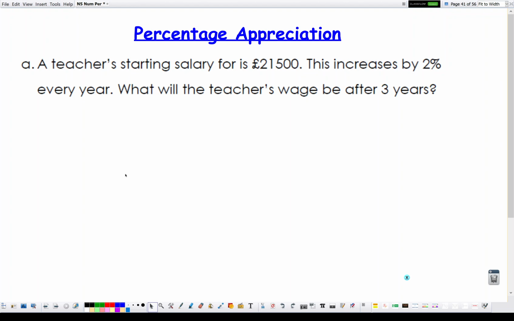Now, I'm going to write down what not to do, because this is what a lot of people think you do here, and I'll show you why it doesn't make sense. You don't have to write this down, you can just watch me do it. So this is what not to do. You find 2% of £21,500.